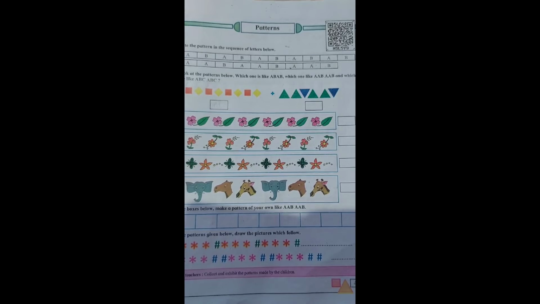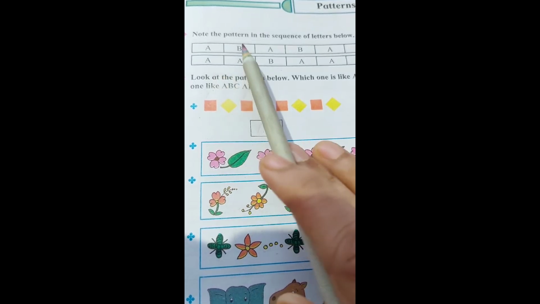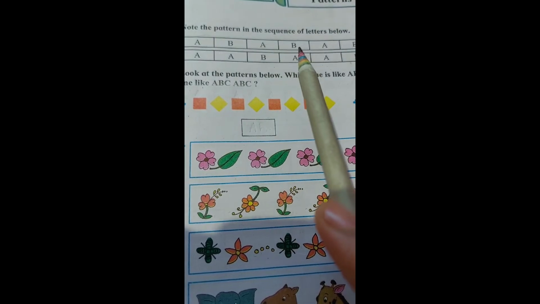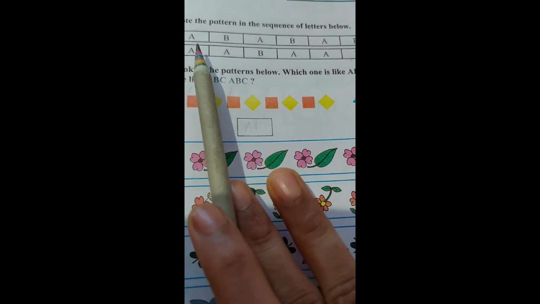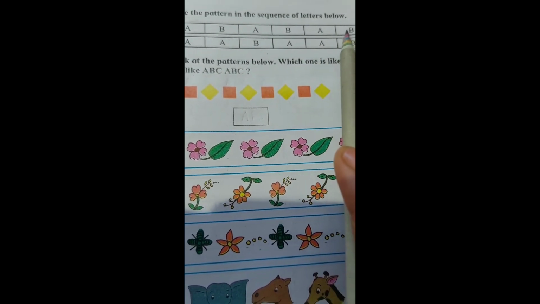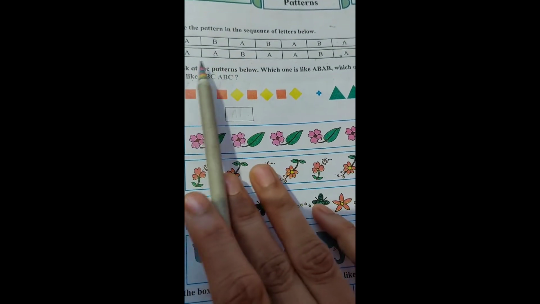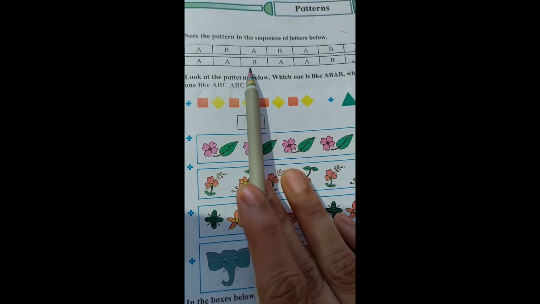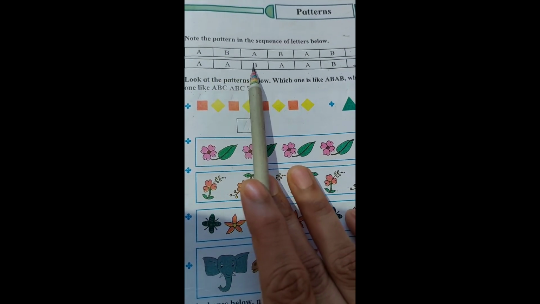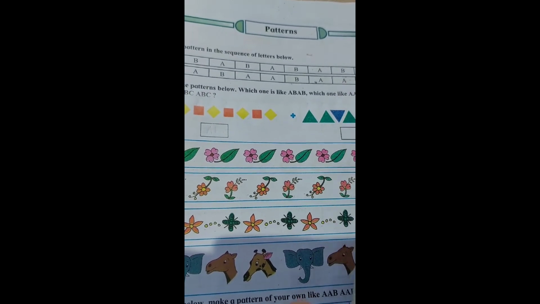Students, now let us take our textbook page number 43. Patterns. Note the pattern in the sequence of letters below. Here is a sequence of letters. Let us see what pattern it is. A, B, A, B. The letter A and letter B is repeated again and again. So what is the pattern? A, B, A, B. Next we have A, B. Again A, B. That means A is twice and B is only once, and it is repeated again and again in the similar manner. That is A, B.